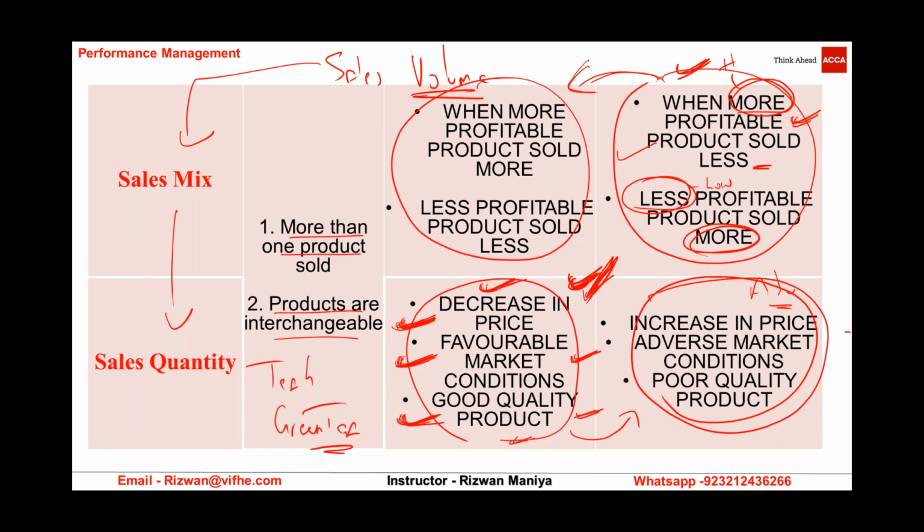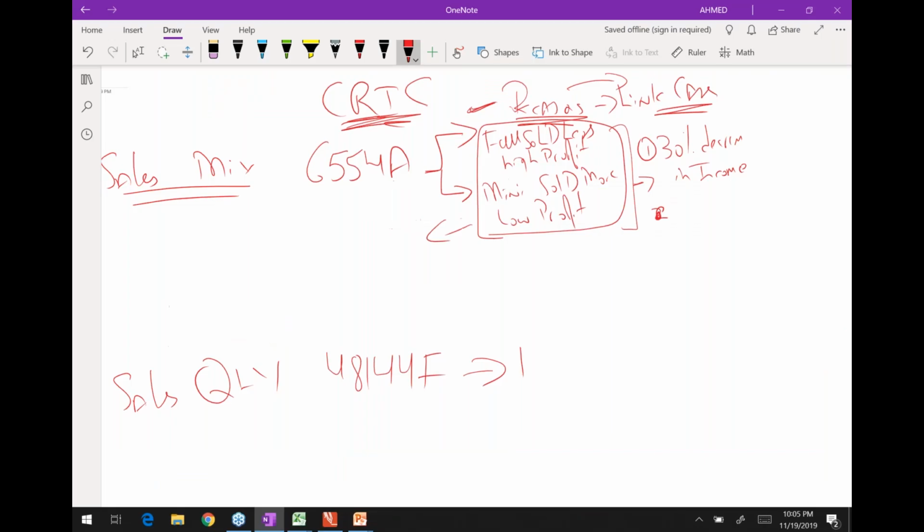Is good quality the reason for the high sales? No, nothing mentioned in the scenario. Favorable market condition is the reason. And I would say that favorable market condition is the reason for the high quantity sold. Why? Why favorable market condition? Any link with the scenario? So this is the general reason.